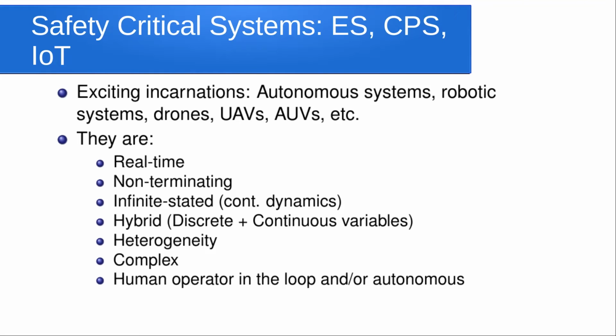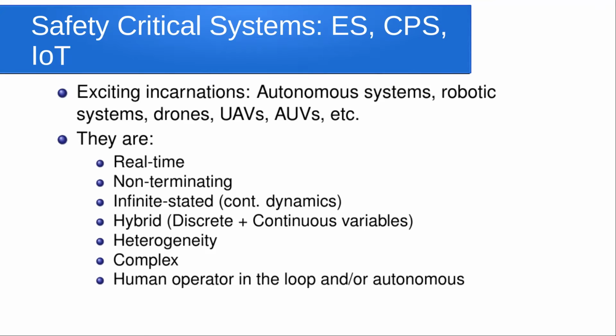But no matter what the incarnations of embedded systems are, such systems possess the following characteristics. They are systems that are required to deliver functionality on a real-time basis. That means the functionality of the system is required to be delivered in a timely fashion. Then such systems are non-terminating systems. For instance, if you take a lift control system inside your apartment, that lift system can never be turned off, right? That's why it's called a non-terminating system. And usually such systems are infinite stated, as we'll see later what it means.